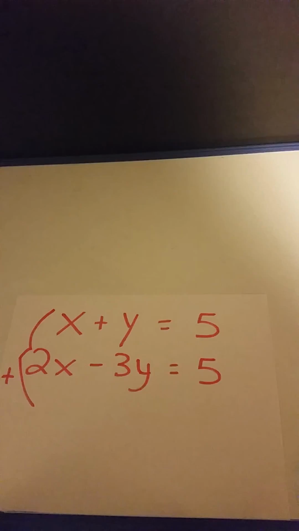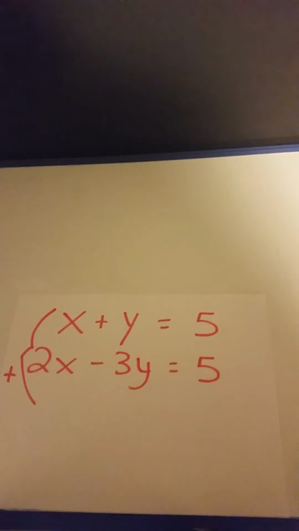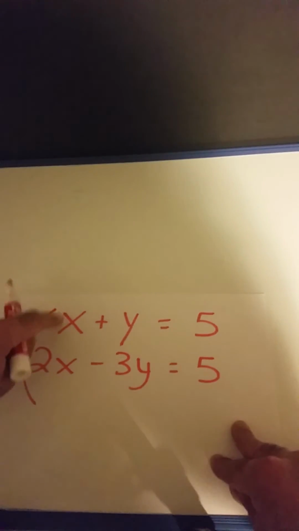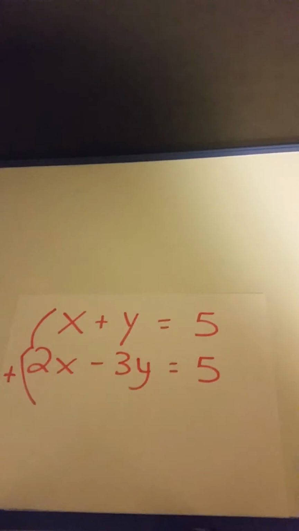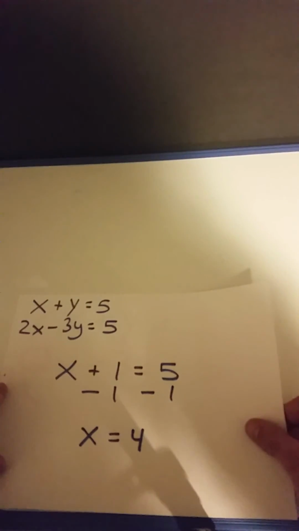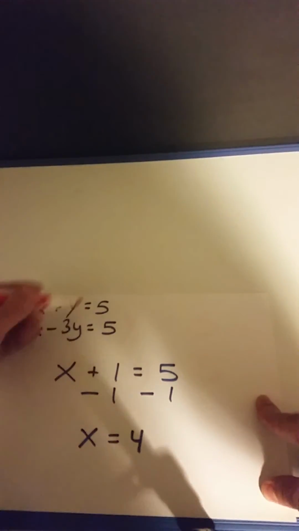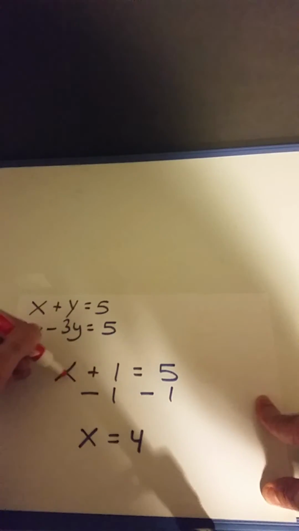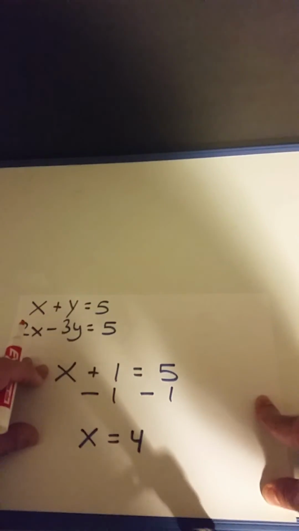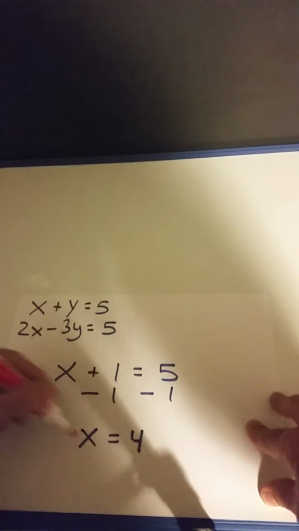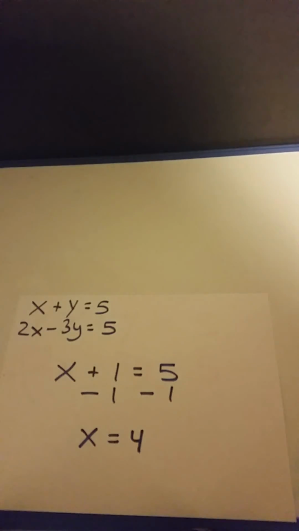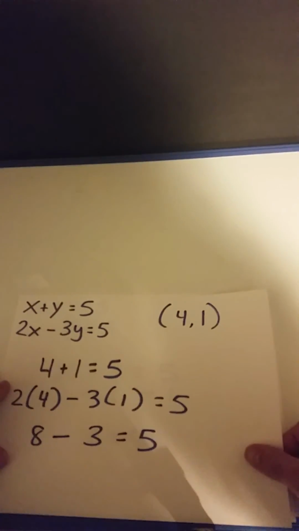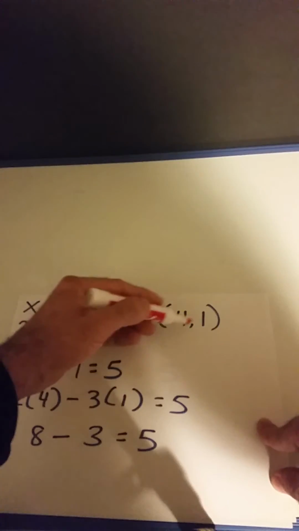Now that we know that y is 1, we go back to the original equation that we used, not the one we manipulated, just the original. And we plug in y. So this was the original equation: x plus y equals 5. We know that y is 1, so x plus 1 equals 5. And just by looking at it, we know that x has to be 4. So our solution should be 4, 1. Remember, x comes first, then y.